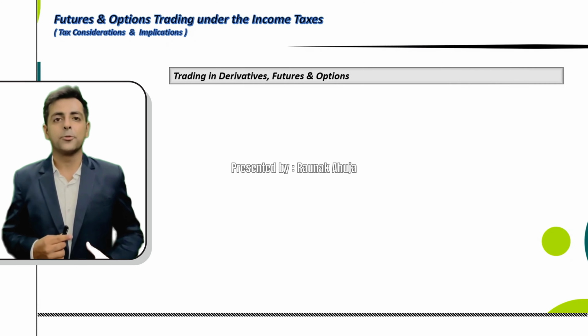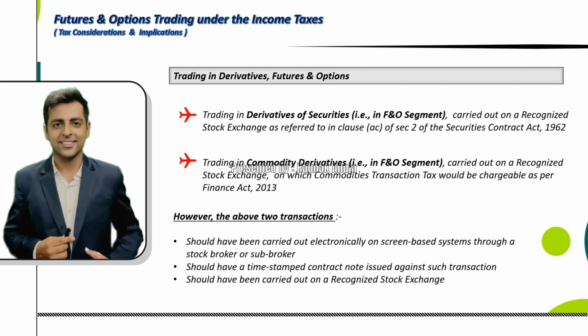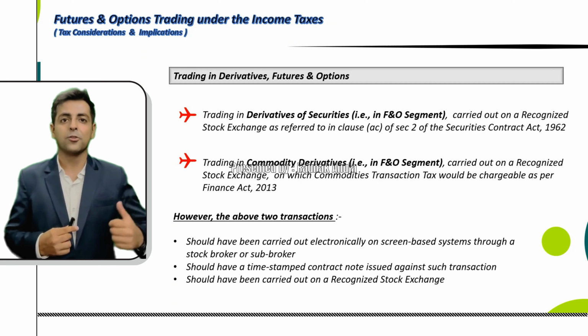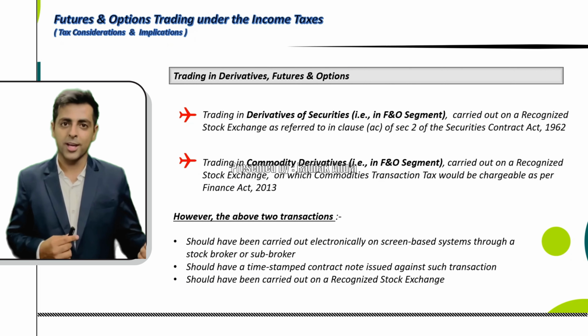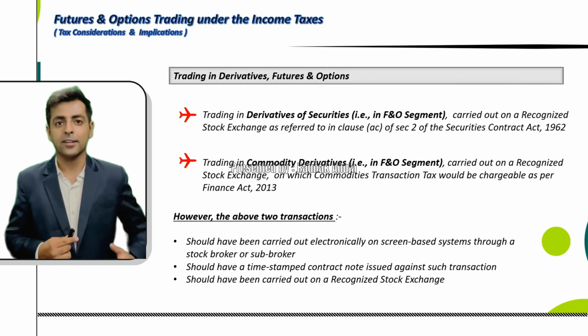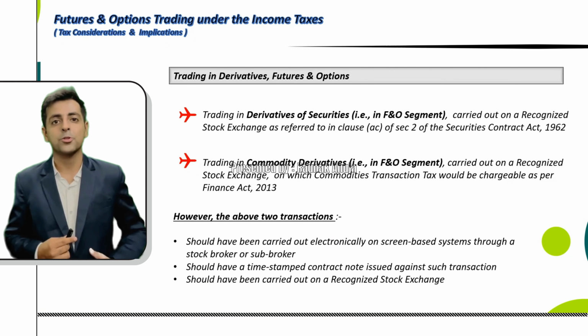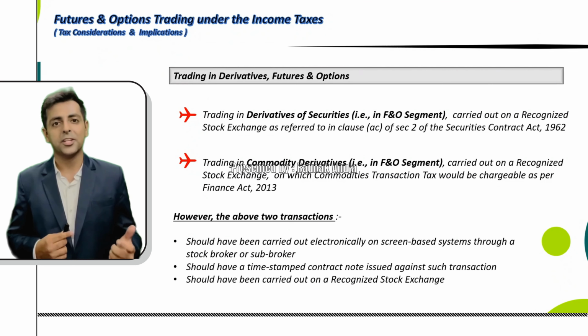The first thing that we need to understand is what exactly do we mean when we say futures and options. As you can see in the right hand section of this video, futures and options include futures and options on shares, futures and options on indices such as Nifty, Sensex, FinNifty and many others, and futures and options on commodities on which commodities transaction tax is applicable, provided all these transactions are done on the recognized stock exchange such as NSE and BSE.